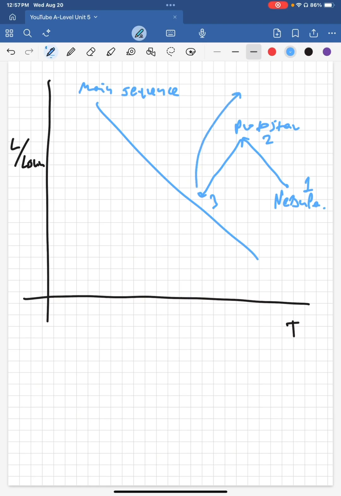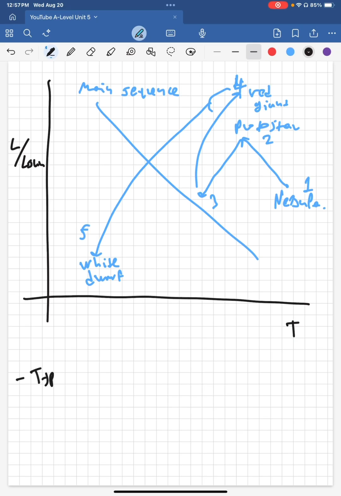Then we go to the red giant phase, which is number 4, and then eventually everything collapses to a white dwarf. And this is for low mass stars. So this is stage 5. And one more thing is the type 1 supernova that we haven't mentioned, because we said in massive stars we have type 2 supernova.